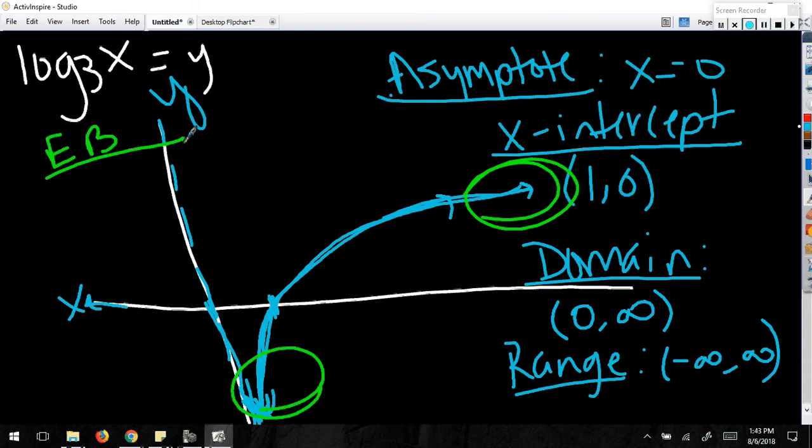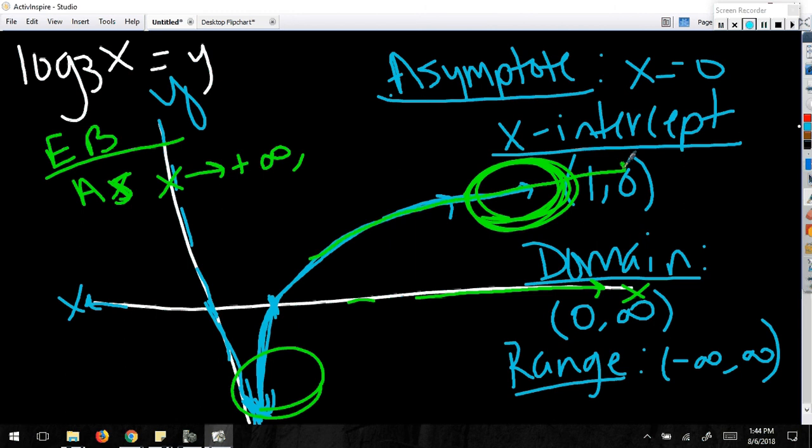Now, I want you to look, again, this is my x-axis. So as x, and this little arrow means approaches, positive infinity. So as x gets really, really big, so the further over right you go, what happens with the graph? Does it go up? Does it go down? Does it stay at one point? And I hope you can see that it's kind of creeping up. So it's just going to keep going up and up and up. So that tells me that as x goes up, so does y.